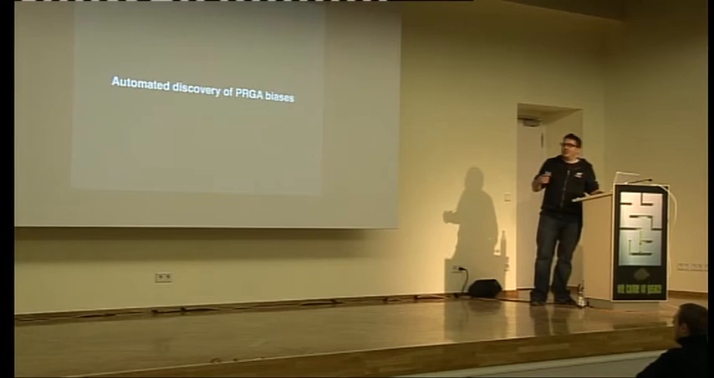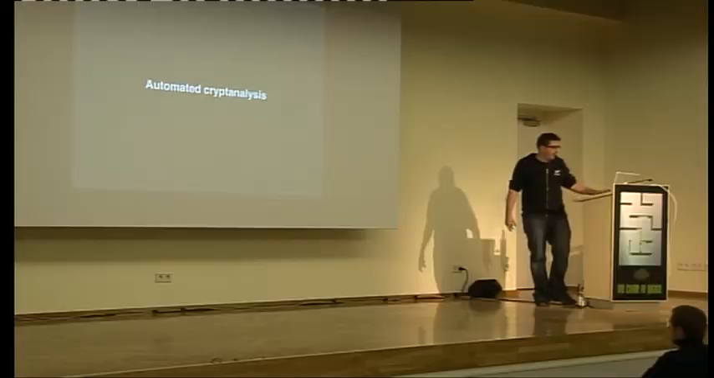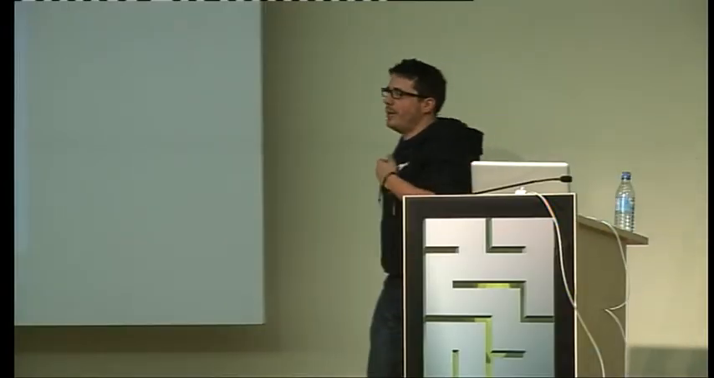So why not do an automated discovery of bias? Let's call it automated cryptanalysis, but what to do? Take the example of fuzzers. What do they do? They do what everybody does when they don't know what to do: an exhaustive search. So why not try all the possibilities to find if there is a bias or not? And to know if you are successful, you just have to rediscover all known PRGA biases. And at least, maybe you can find new ones.